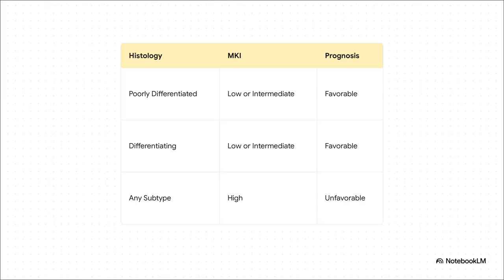So let's look at an example to see how this plays out. Take a really young kid, under 18 months old. Even if they have a poorly differentiated neuroblastoma, it can still be called favorable, as long as the MKI is low or intermediate. But look what happens the second that MKI jumps into the high category. Bam! The prognosis immediately flips to unfavorable. Doesn't even matter what the differentiation looks like.